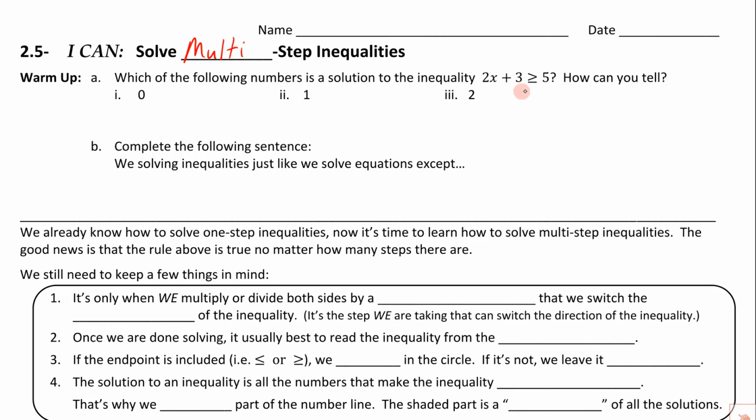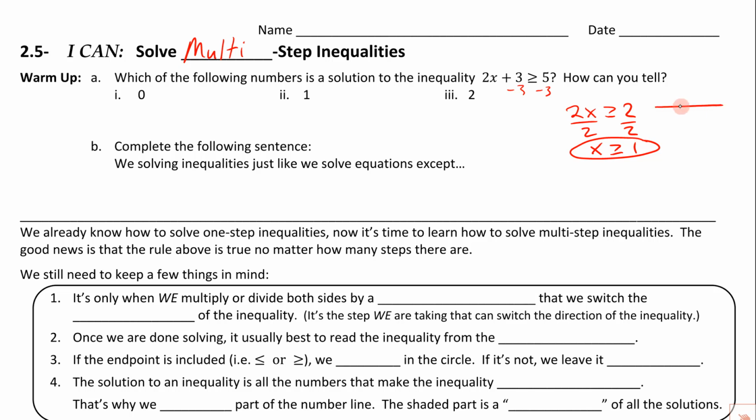If I went ahead and solved this and I subtracted 3 from each side, I get 2x greater than or equal to 2. Remember, subtracting does not change the direction of the inequality. Then I'm going to divide both sides by 2. Dividing by a positive doesn't change the direction of the inequality. So we're going to get x is greater than or equal to 1. So there's the inequality that demonstrates the answer.